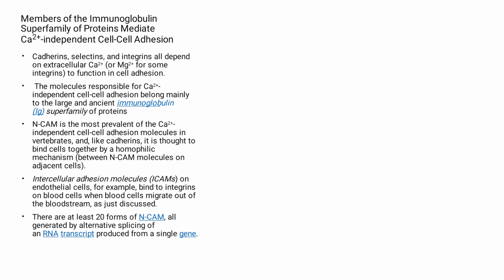Some immunoglobulin-like cell-to-cell adhesion proteins use a heterophilic mechanism. So intercellular adhesion molecules, or ICAMs, on endothelial cells, for example, bind to integrins on blood cells when blood cells migrate out of the bloodstream. There are at least 20 forms of NCAM. They are all generated by alternative splicing of an RNA transcript produced from a single gene.